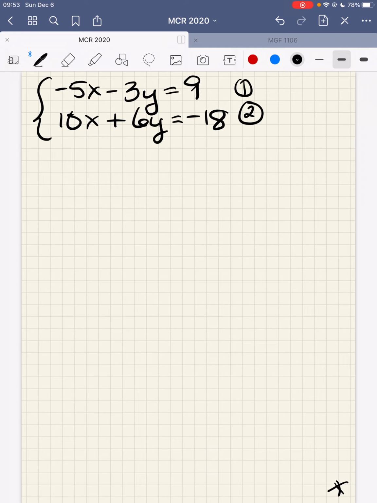Both of my x's and my y's are opposite signs from the ones below in equation 2. I'm going to go ahead and take equation 1 and multiply it by positive 2. Okay, because the signs are already opposite, I'm going to try to cancel out my x's. So I have negative 10x minus 6y is equal to 18. Equation 2 stays the same.